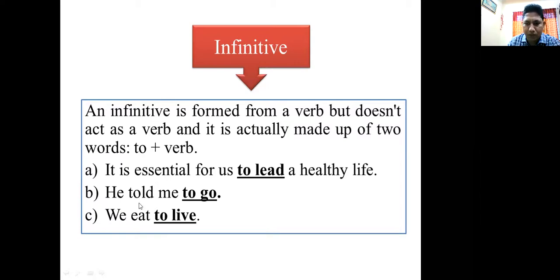There are three examples here. You see, it is essential for us to lead a healthy life. He told me to go. We eat to live. So you see in the first sentence, to lead is to plus verb, so it is infinitive. In the second sentence, to go, to plus verb, so it is infinitive. In the third sentence, to plus verb, that is infinitive. So to lead, to go, to live, these are the examples of infinitive.